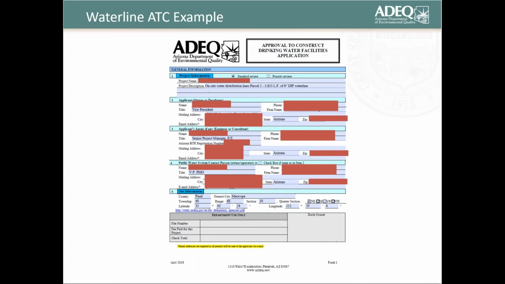And then for most water projects, section 5 should be completed just to give us a better idea of the project area in case we need to look at the surrounding area. If it's, for example, included in a 100-year flood zone, we can look at that and include that in our review and make sure that they're meeting those requirements.